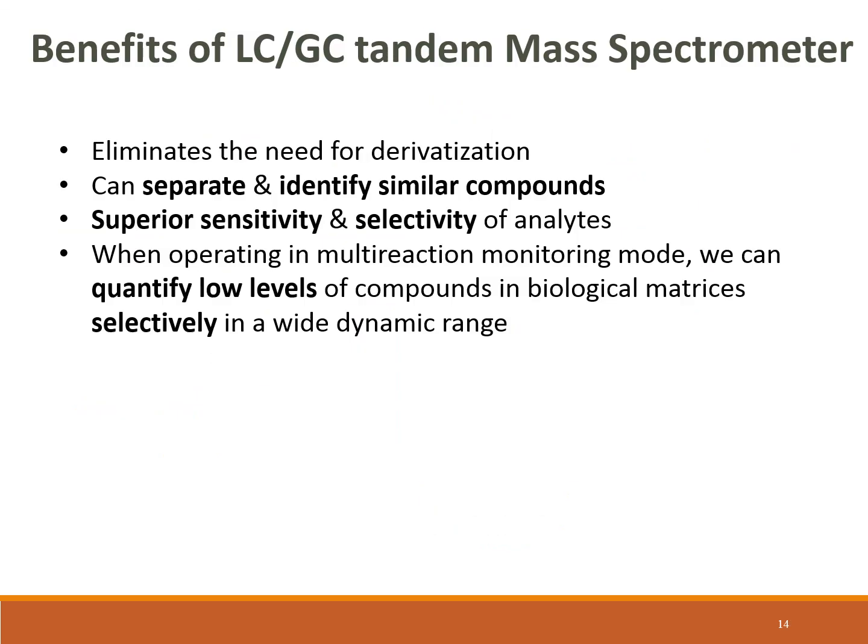The benefits of LC or GC tandem MS are: it eliminates the need for derivatization, can separate and identify similar compounds, and gives superior sensitivity and selectivity for analytes. When operating in multiple reaction monitoring mode, we can selectively quantify low levels of compounds in a biological matrix in a wide dynamic range.